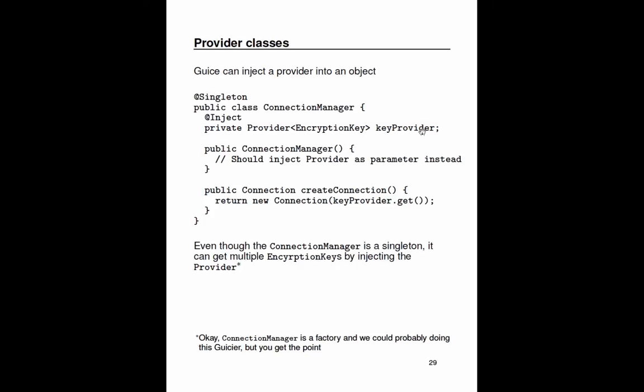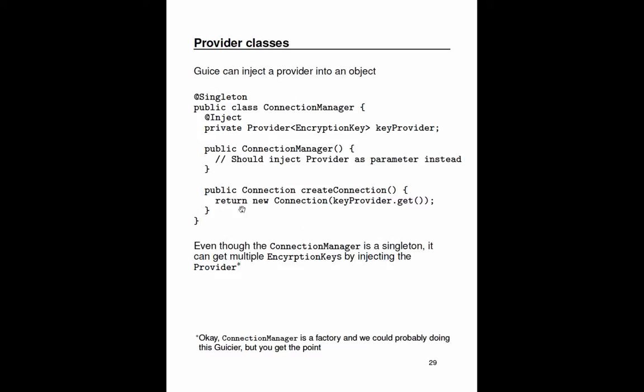So I've got a key provider here, which is the provider of the encryption key. So @Inject tells Guice, hey, I want you to put it in there. Create it, and now let's say I've got some method on my connection manager which says, go create some connection, and I'll create a connection. You can't see me doing air quotes. A connection with, and connection takes an encryption key. The way I get an encryption key is by calling the get method of the key provider that was passed in. Well, I guess another important thing to note here is that connection manager itself is a singleton.